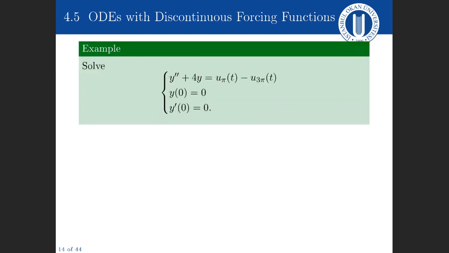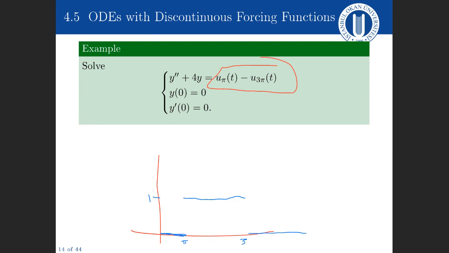Let's do another example. This is almost the first example which I showed you with a picture. Solve y double prime plus 4y is equal to u pi minus u3 pi. Our input function starts at being equal to 0 until pi, then it jumps up to 1, and then it jumps back down to 0. So we might think of this as we have a machine which is switched off, then we switch the machine on, and then we switch the machine off. And we ask, what happens to y?